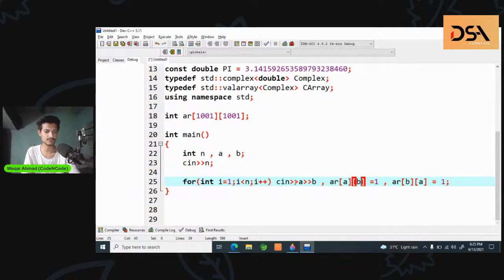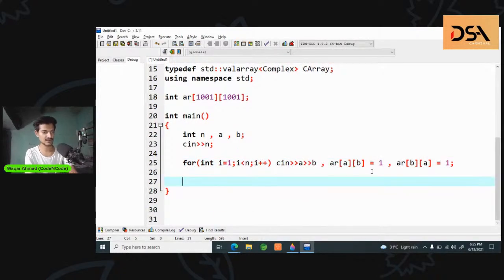So AB is an edge. So cell AB and BA both should be 1. And that is exactly what we are doing here. So we have taken input, and now our graph is set. Now you can perform algorithms like DFS or BFS on this graph. For now, let's just simply print it.